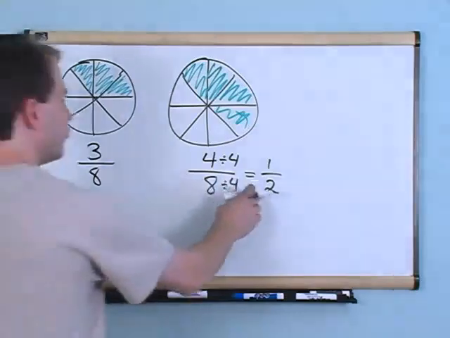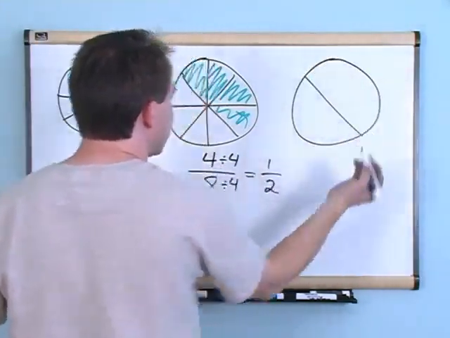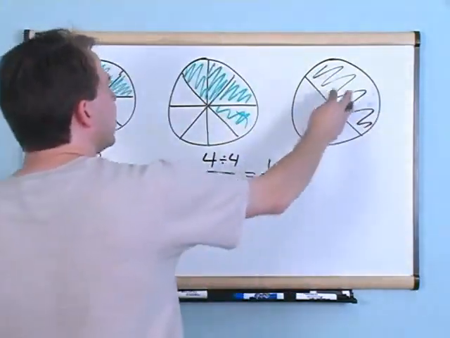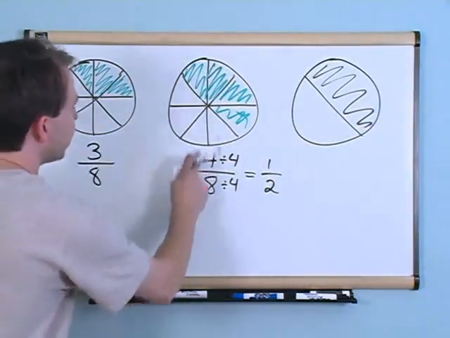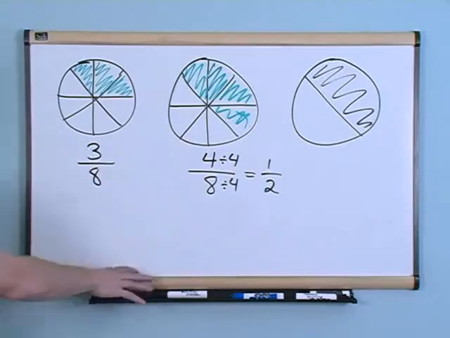Now let's draw this and see if that's true. I take my pie, divide it into 2 pieces, and I take 1 piece home. That's this piece here. This is 1/2 of the pie. Even though 4/8 looked a little bit different, it is indeed the same.